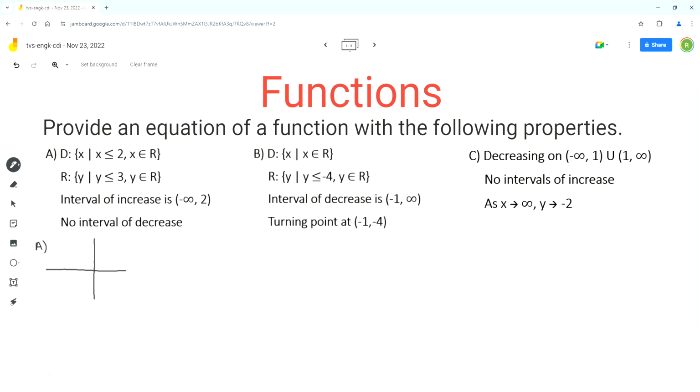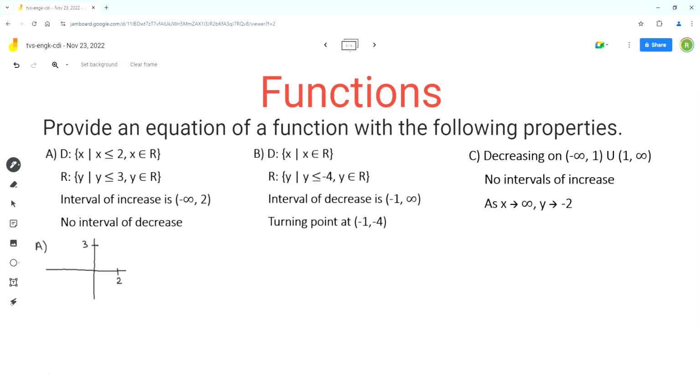The domain is any real number less than or equal to 2. That means the graph of this function is on the left side of 2. The range is y is less than or equal to 3. Therefore, the graph must be below or equal to 3. This function increases from negative infinity to positive 2. That means as we go from left to right, from negative infinity to positive 2, the function value or y value should increase. This function has no interval of decrease.